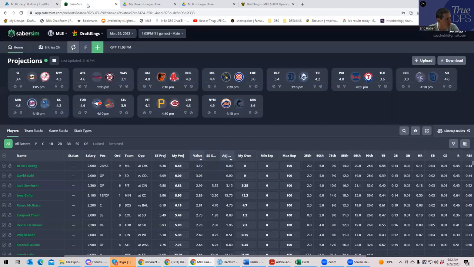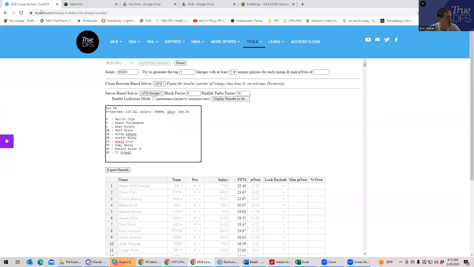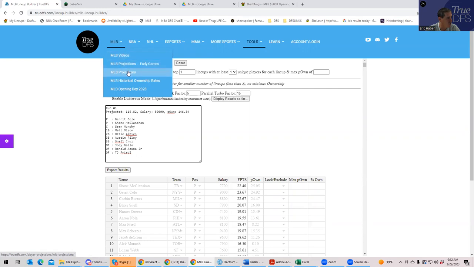So we're going to do a more in-depth SaberSim tutorial, but just with respect to using the tools, there are two ways you can get there. One is having a SaberSim membership within TrueDFS, and the other one is just having a SaberSim subscription outside of DFS. But in either way, you could use my sheets to help with this. So what you do is we've got to go back to the projection page.